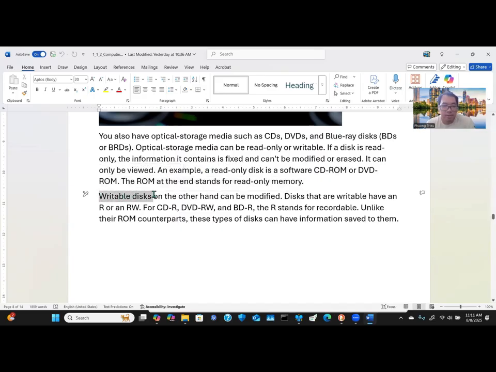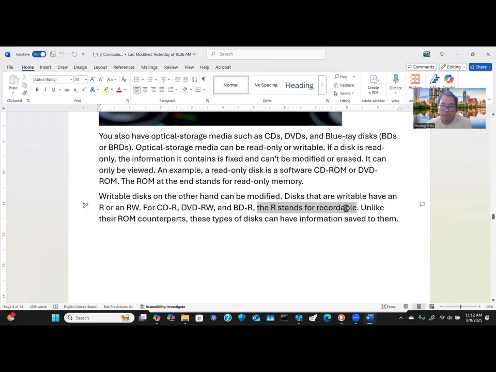Okay, next, writable disks, on the other hand, can be modified. So there are writable disks out there that we can write data to. These writable ones have an R or an RW for CD, DVD. R here is like read, RW is like read and write, and BD-R is like Blu-ray disc read.